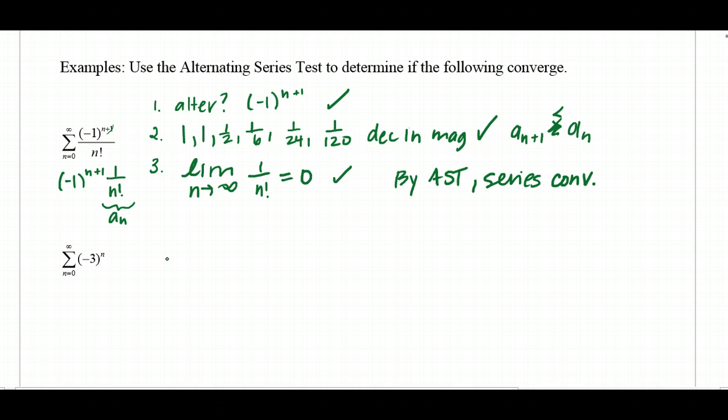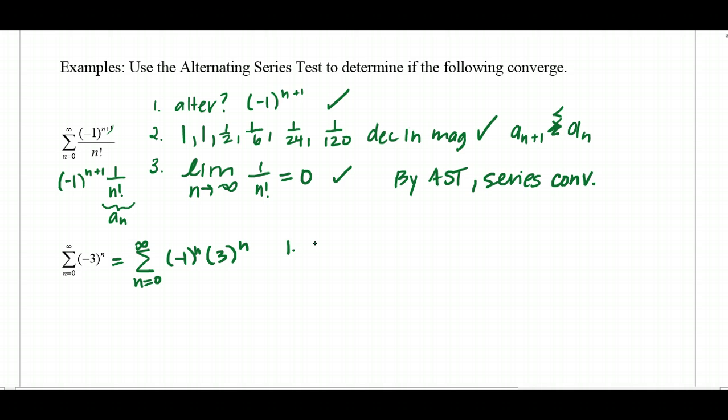Alright, so now let's try the next one. I have the sum from n equals 0 to infinity of negative 3 to the n. So we can think about this as the sum from n equals 0 to infinity of negative 1 to the n, 3 to the n. Just so we could really prove to ourselves that this is alternating. It does have an alternating part to the general term.